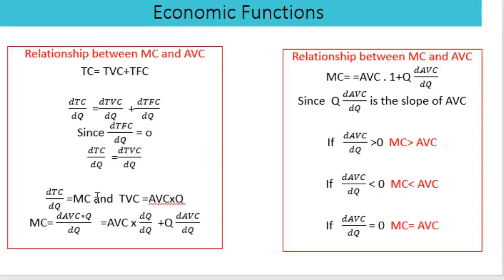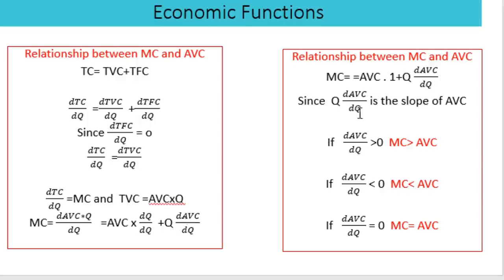Dc by dq is nothing but the marginal cost, and variable cost can be substituted as AVC into Q. That is, marginal cost equals d of AVC into Q by dq. Here apply the product rule, u into v: u into the differential of the second term plus v into the differential of the first term. That equals AVC into dq by dq plus q into dAVC by dq, which is AVC plus q dAVC by dq.